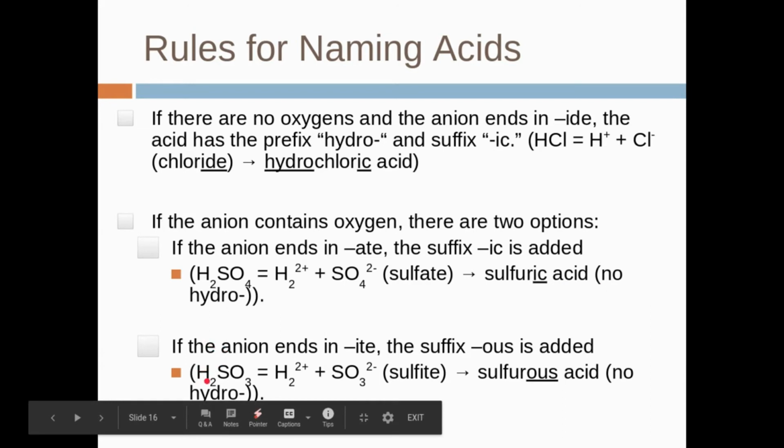So we could also look at H2SO3, where SO3 is sulfite. Since it ends in ITE, we change that ending to OUS, and we wind up with sulfurous acid.